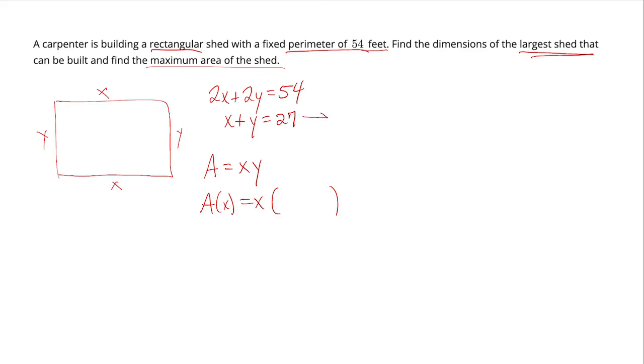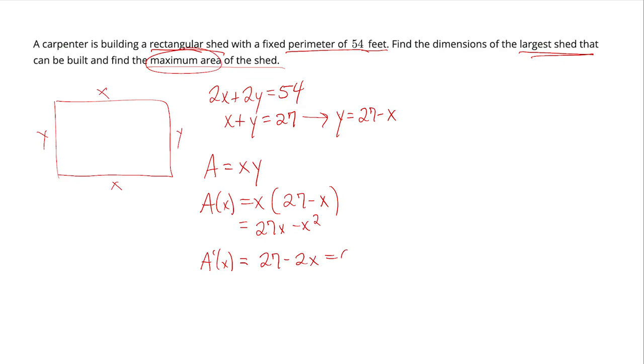Now if I go up here, I can rewrite so that y is 27 minus x. That's exactly what I will plug in there, and then I'll go ahead and distribute the x. So then I can take a derivative to find a critical value, and that will enable me to maximize area. So we have 27 minus 2x is our derivative. Set that equal to 0, and I end up getting x to be 13.5.